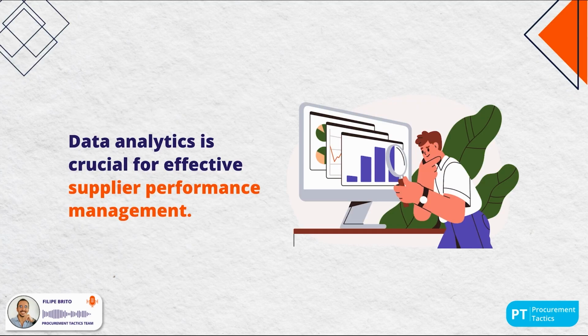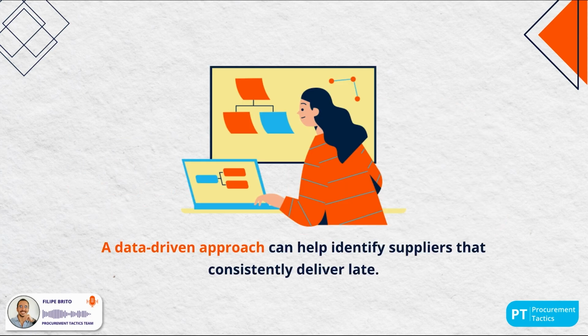Data analytics is crucial for effective supplier performance management. By monitoring key supplier performance indicators such as on-time delivery, quality levels, and compliance with contractual terms, procurement can hold suppliers accountable and identify areas for improvement. For example, a data-driven approach can help identify suppliers that consistently deliver late, allowing procurement to address these issues through performance improvement plans or by seeking alternative suppliers. By using data to evaluate supplier performance objectively, procurement can foster more collaborative and strategic supplier relationships, leading to better outcomes for both parties.